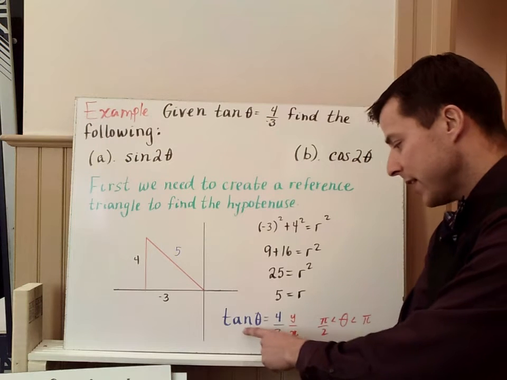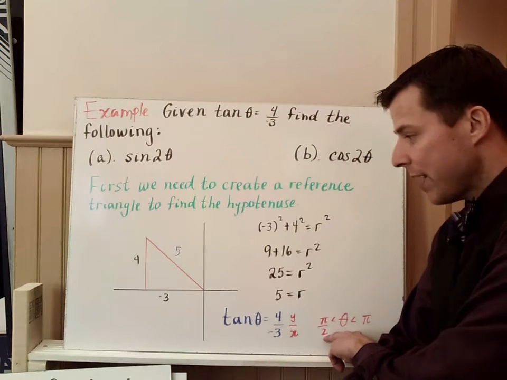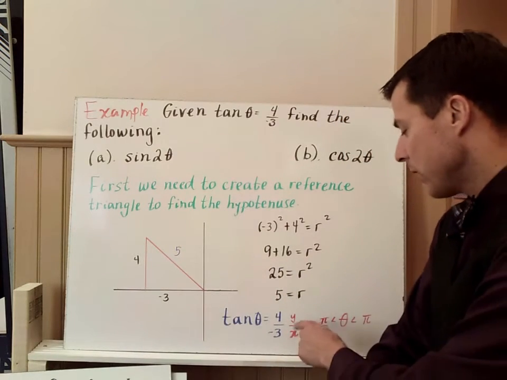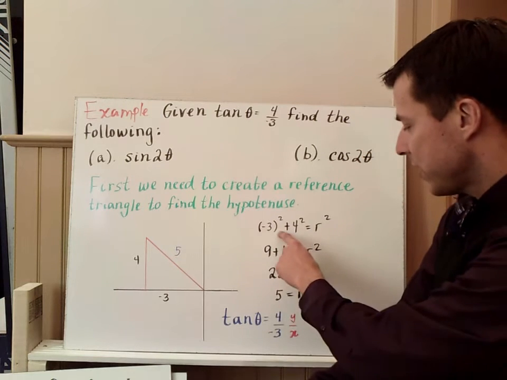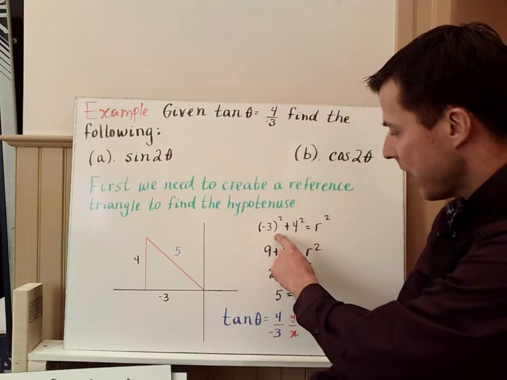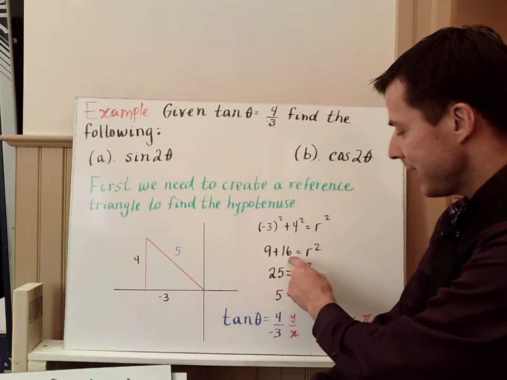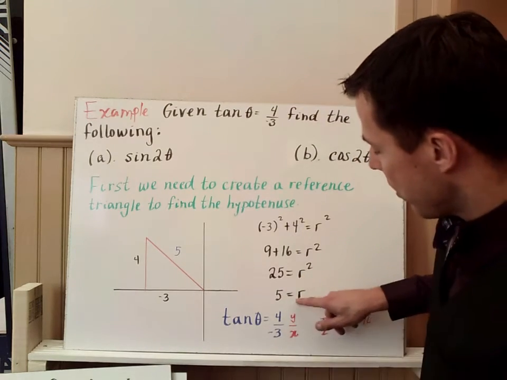So it's important to realize that the angle I'm looking at here is between pi over 2 and pi. I'm in the second quadrant. So between pi over 2 and pi is the angle measure. Okay? So to find the missing radius, I have to use the Pythagorean theorem, which I've shown here. So we have negative 3 squared plus 4 squared equals r squared. So that's 9 and 16 equals r squared. 25 equals r squared. And so r equals 5.